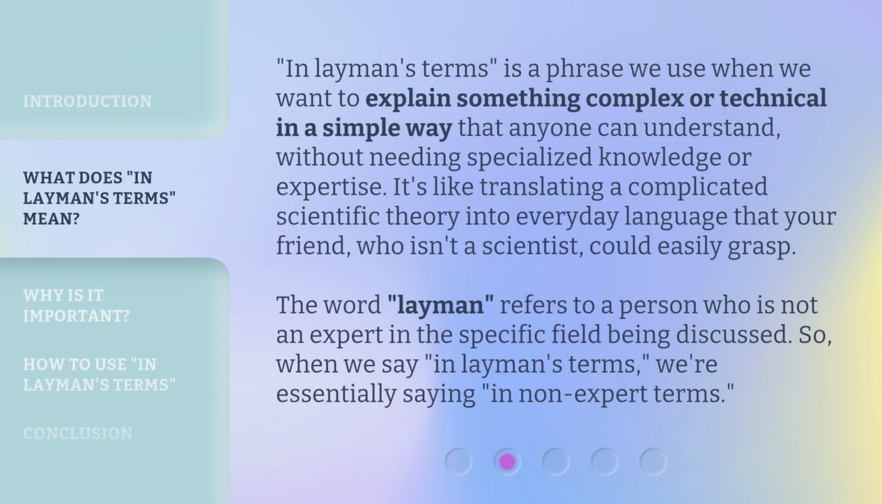In layman's terms is a phrase we use when we want to explain something complex or technical in a simple way that anyone can understand, without needing specialized knowledge or expertise. It's like translating a complicated scientific theory into everyday language that your friend, who isn't a scientist, could easily grasp. The word layman refers to a person who is not an expert in the specific field being discussed. So, when we say in layman's terms, we're essentially saying, in non-expert terms.